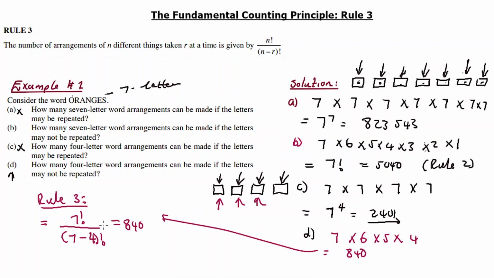So you use rule number 3 if you are given n different things and you want to take them r at a time, but those things are not repeated. Keep in mind, it's important that they are not repeated. If you repeat something, you always use exponential notation.